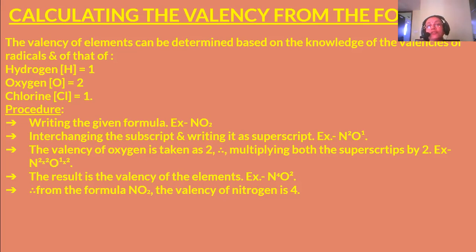So the valency of an element can be determined based on the knowledge of the valencies of the radicals and of the elements. What do we have to know? Like hydrogen has a valency of 1, oxygen has a valency of 2, chlorine has a valency of 1.